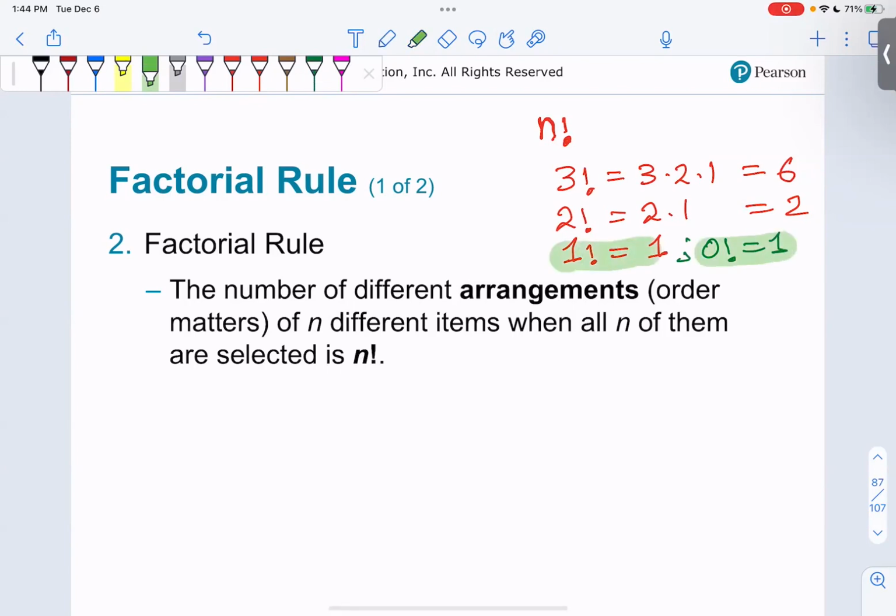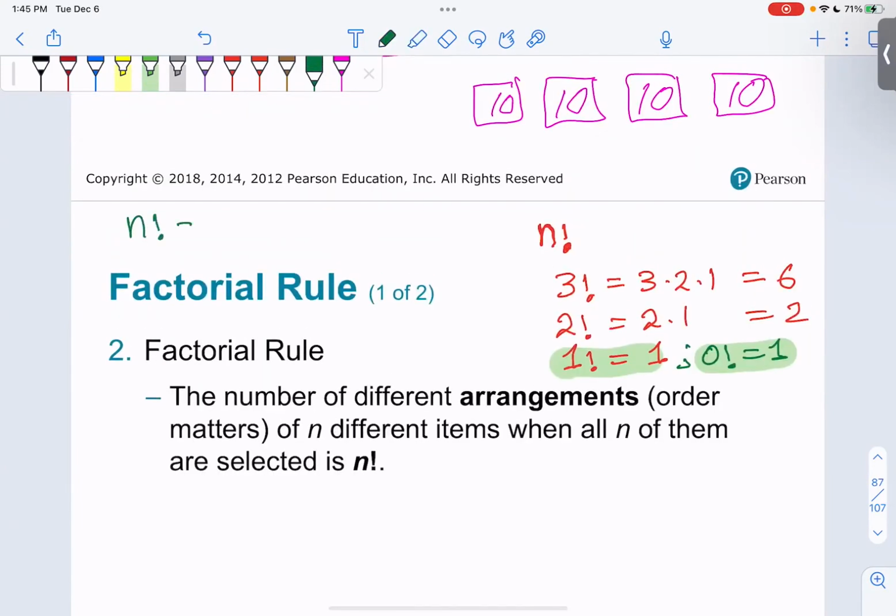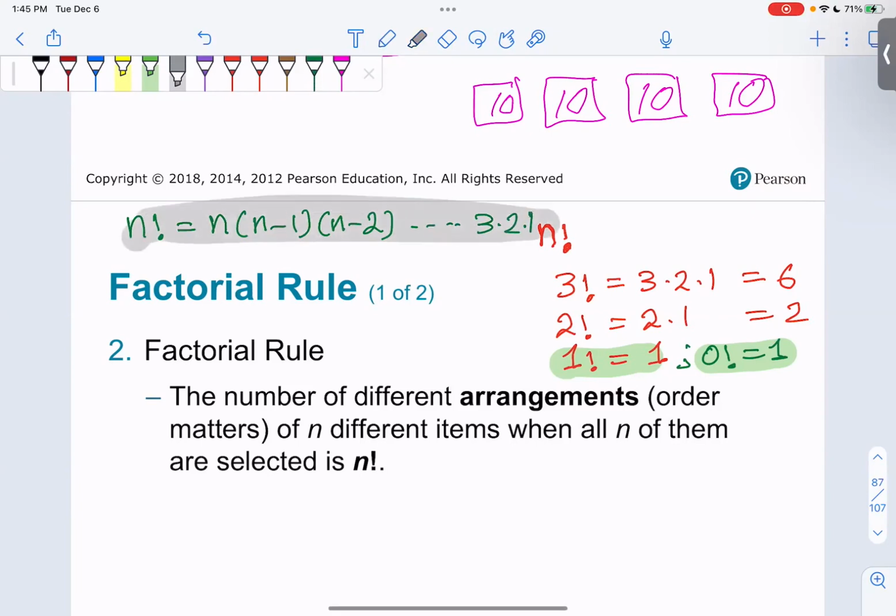0 factorial is 1, 1 factorial is 1, and then the rest just start from the same number and go all the way to 1. So 9 factorial will be 9 times 8 times 7, 6, 5, 4, 3, 2, 1, right? So in general, n factorial will be n times n minus 1 times n minus 2, all the way till you get 3 times 2 times 1. Okay? Clear, right? So just focus on this one: 0 factorial equals 1, 1 factorial equals 1.